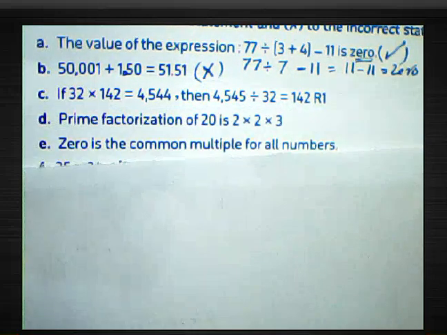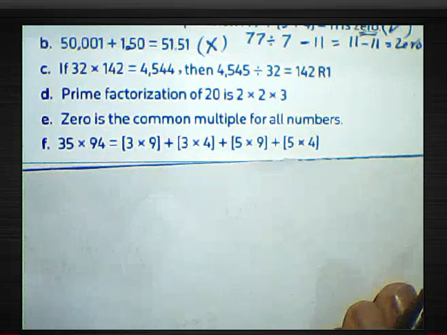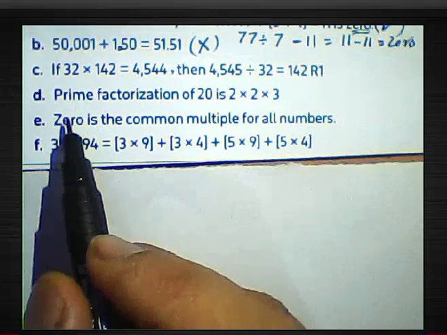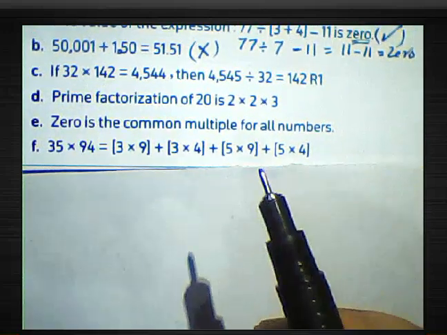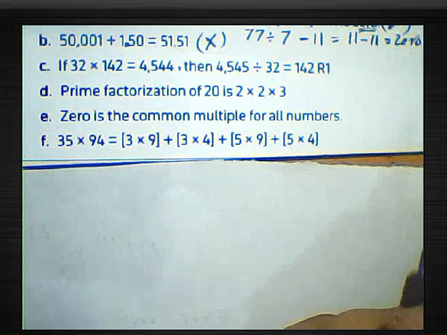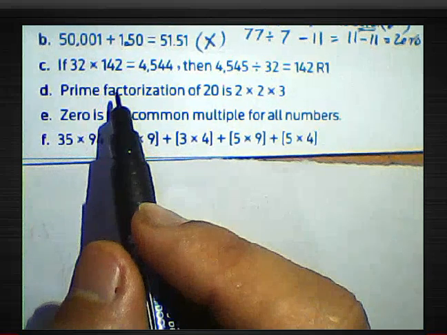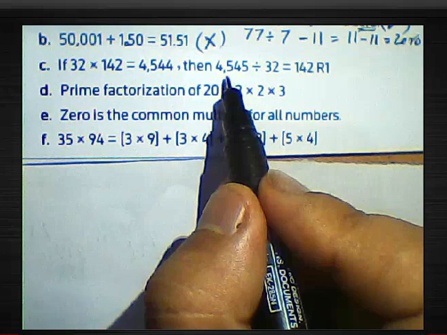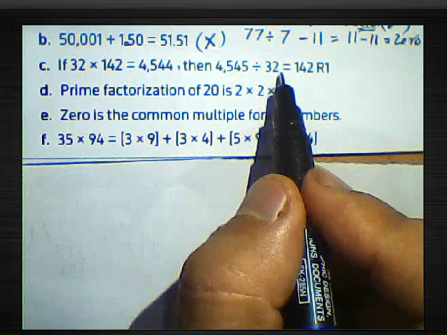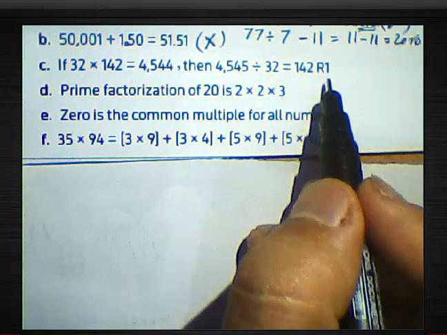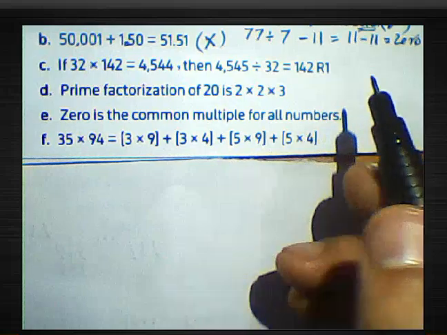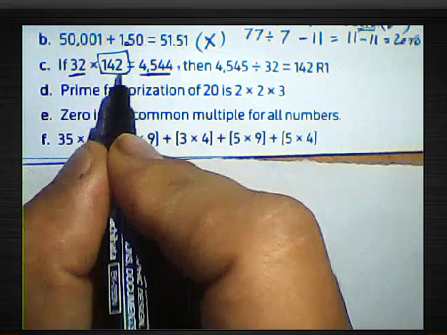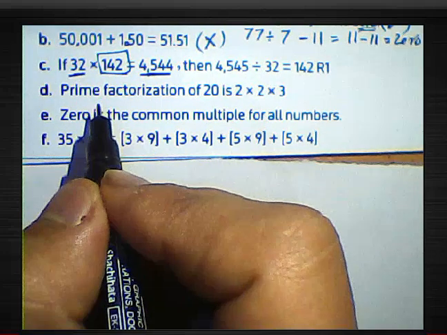Letter C. If 32 multiplied by 142 equals 4,544, then 4,545 divided by 32 equals 142 and the remainder 1. True or false? We know this number divided by 32 will be 142 and the remainder 1.